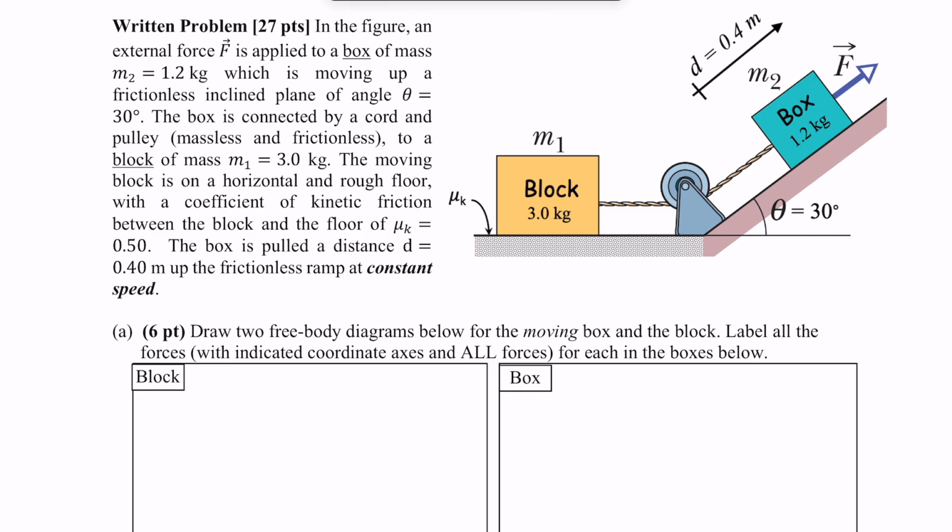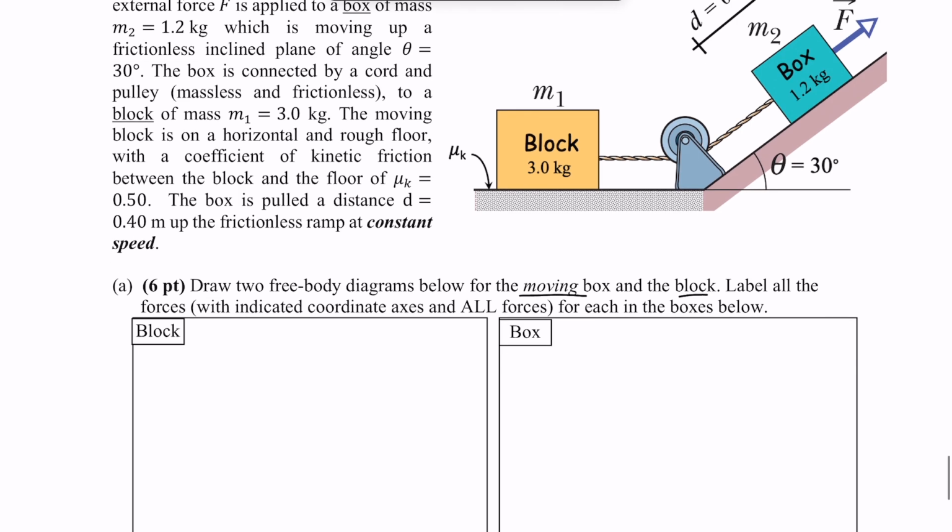The first thing we need to do is to draw a free body diagram for each of our objects, specifically the moving box and then the block. Doing so, we start by drawing a dot to represent the object, and start with the block first.